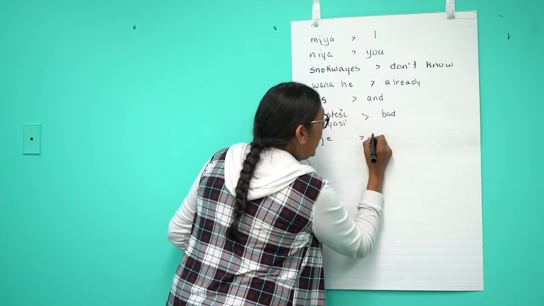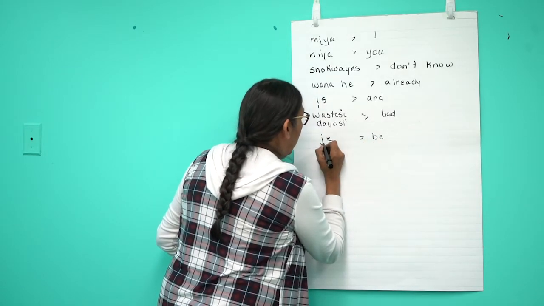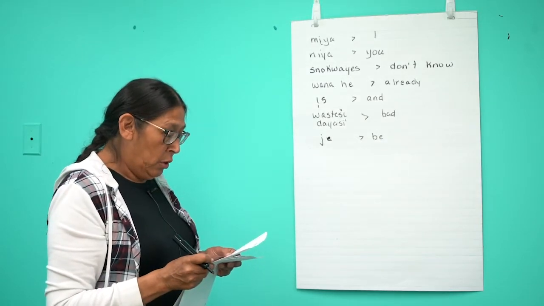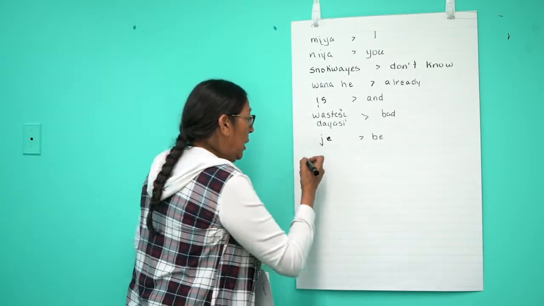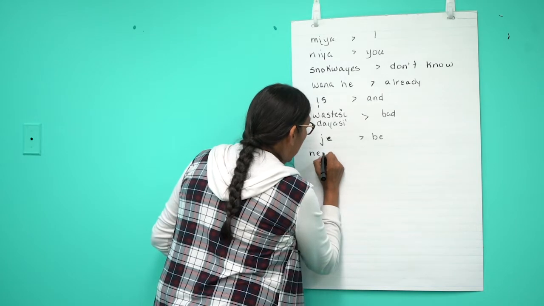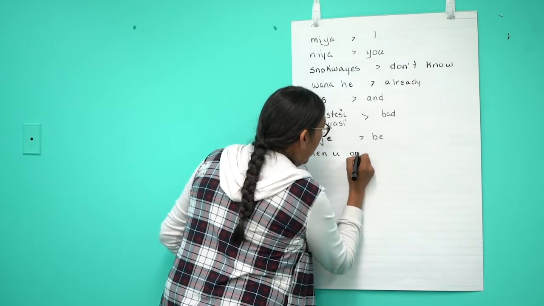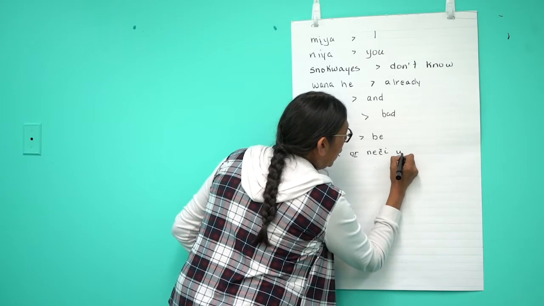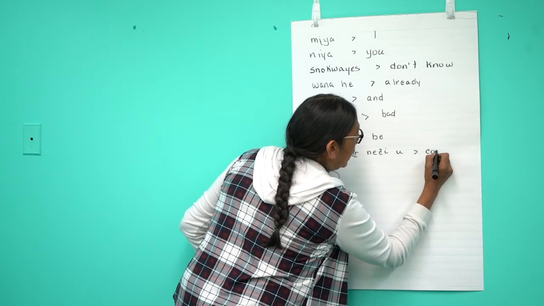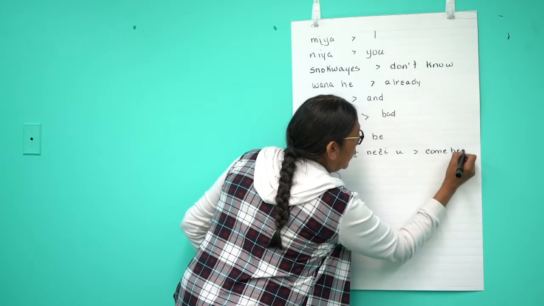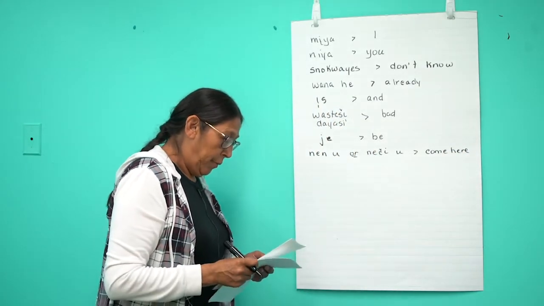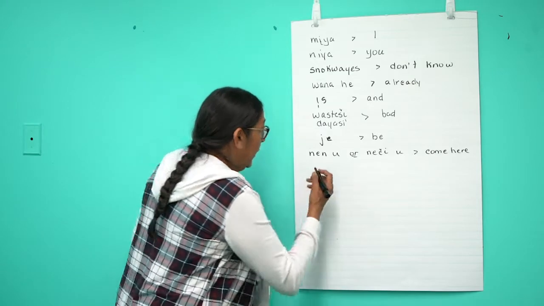And that is to be. Je. Nen-u or nechi-u? And that is come here. Nen-u, nechi-u. And here's another one that has two.